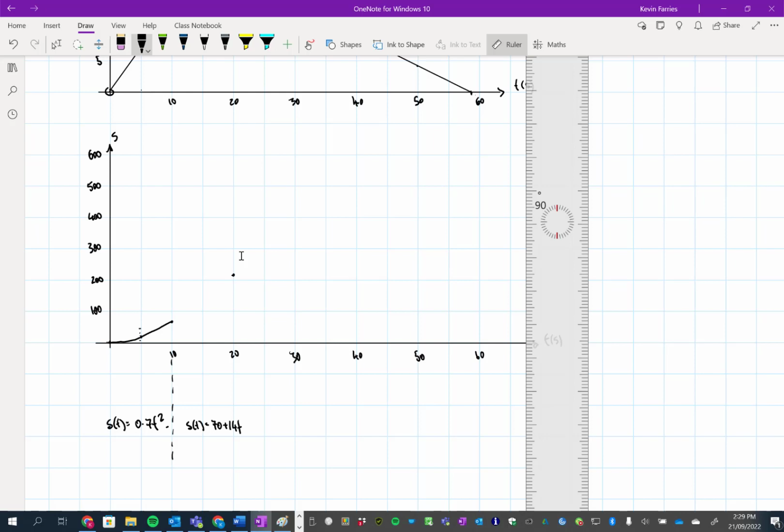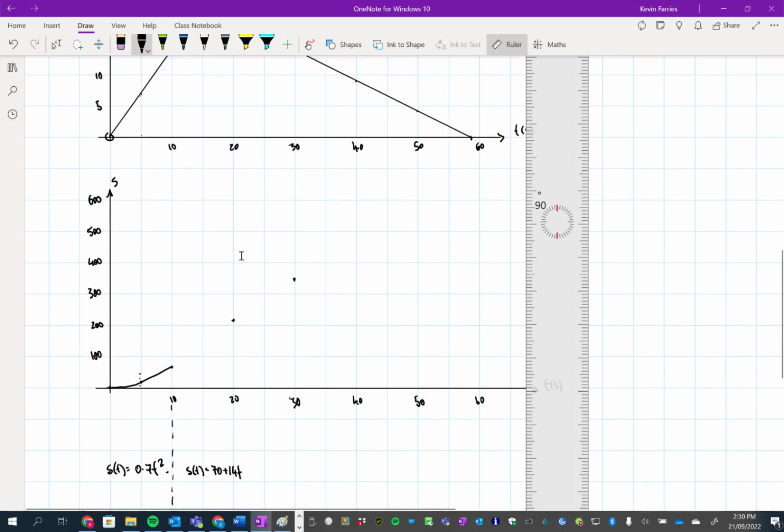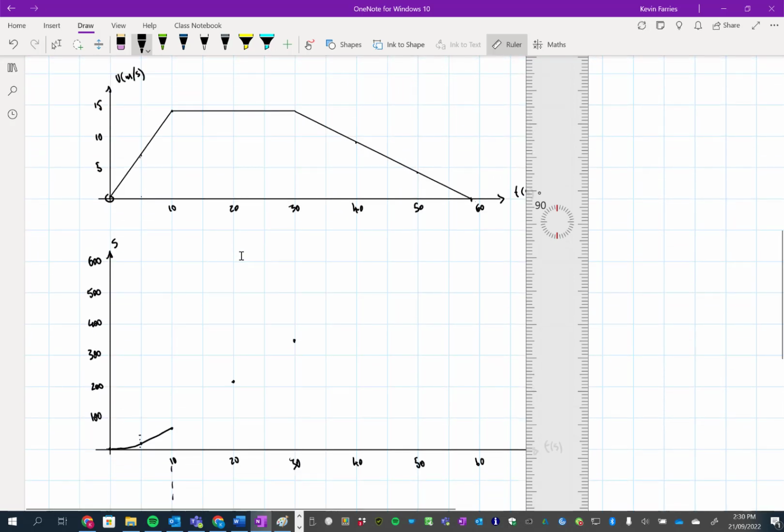And then 20 seconds after the start of that stage, just substituting into 70 plus 14t, it's going to be 350. So 20 seconds after the start of the stage is 30 seconds altogether. So it's going to be 350 about here. And you kind of know, well, how long as it goes up to 30, and that's the end of that stage. So that's the end of that stage here.